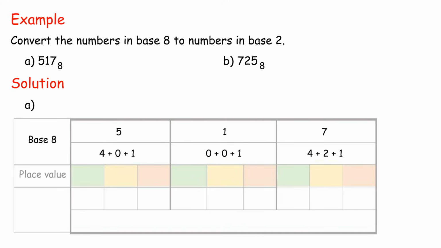After that, write down the place value. 2 to the power of 0 equals 1. 2 to the power of 1 equals 2. 2 to the power of 2 is 4. Then, repeat the place value for every group.